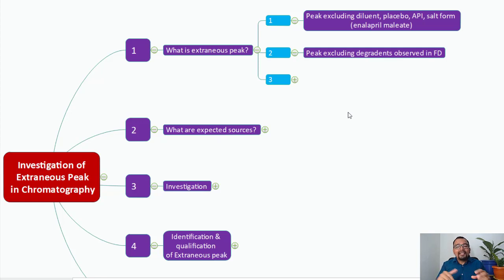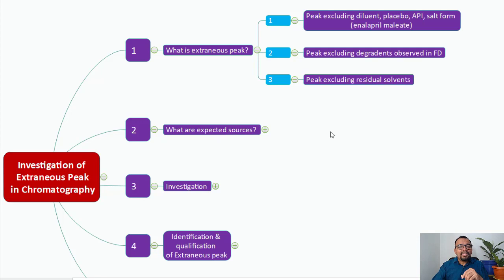Peak excluding degradants observed during forced degradation studies. So if this peak is not observed during the degradation studies that you have conducted during method validation, then that peak can also be called the extraneous peak. And the third is the peak excluding residual solvents. In case your API is manufactured by using residual solvents like methanol, tetrahydrofuran, and that peak does not belong to the residual solvents, then you can say that this is the extraneous peak.